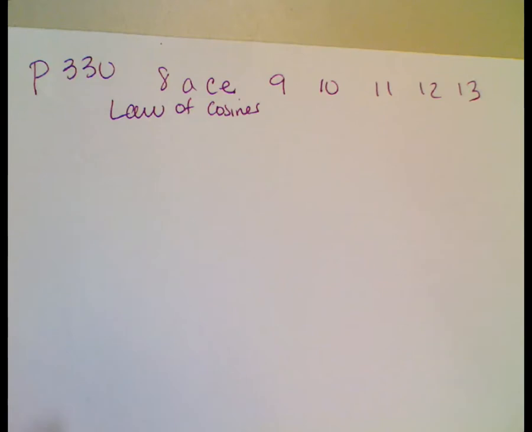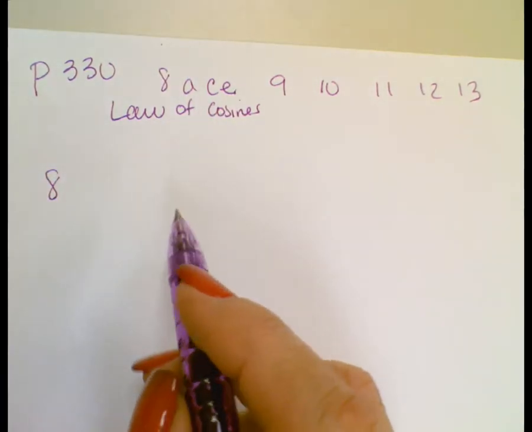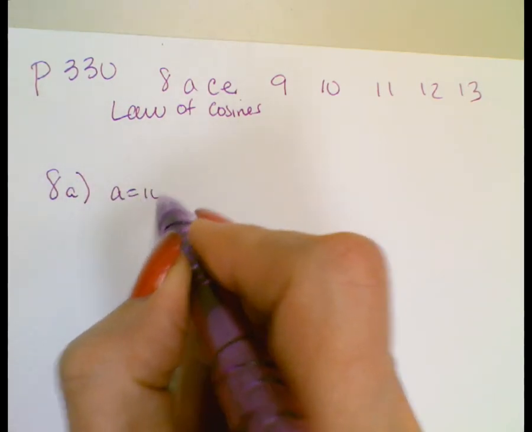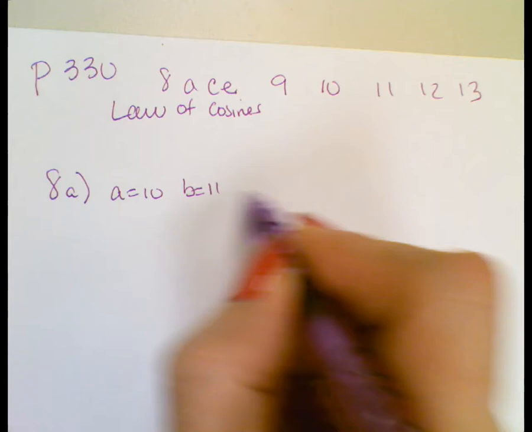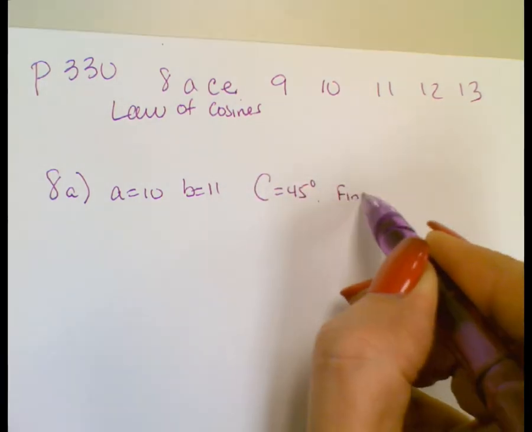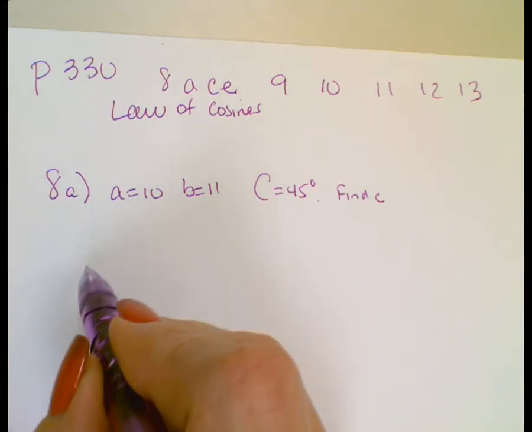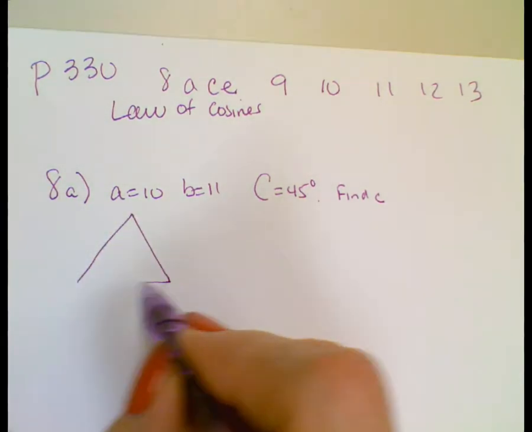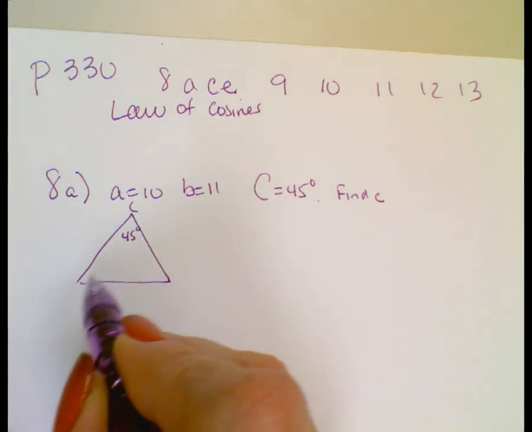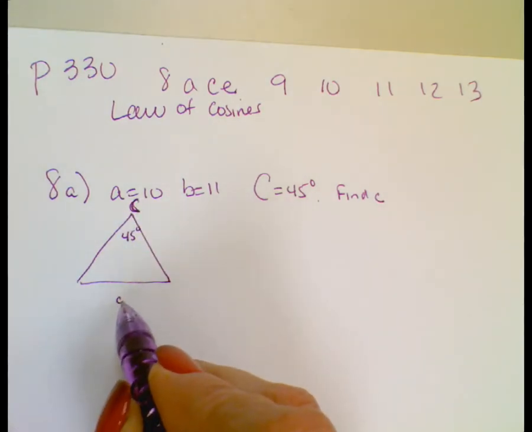Okay, so on the first one, we're going to do 8, A. It says a is 10, b is 11, and angle C is 45 degrees. And it says find little side c. So if you draw a triangle, which you don't have to, I'm just drawing it because I feel like it. This is angle C. We'll say this is 45 degrees. That's angle C, big C. Little c is what we're trying to find.